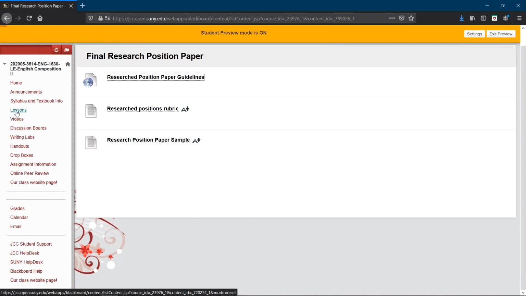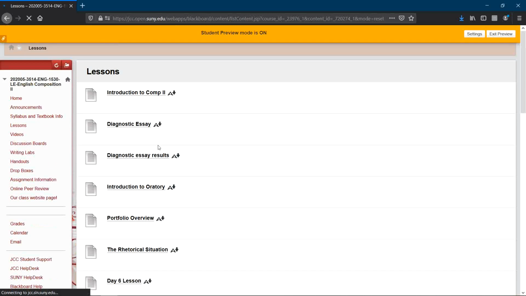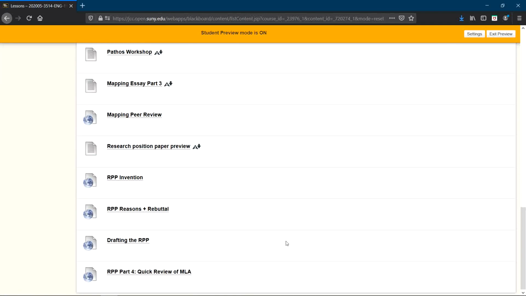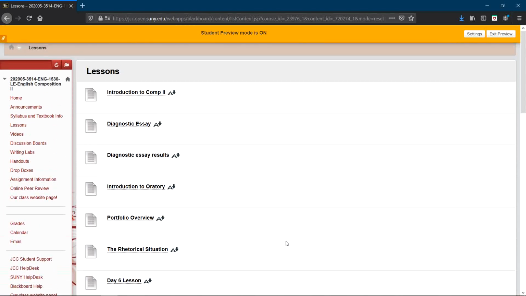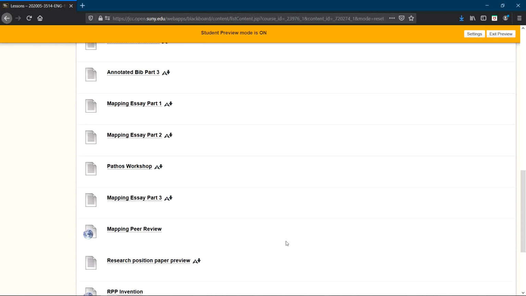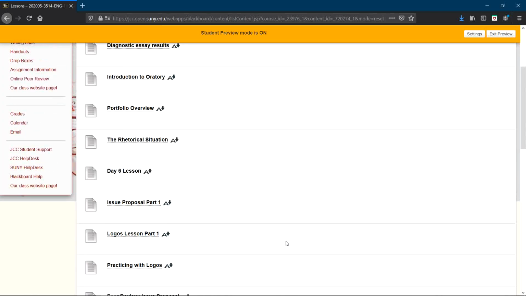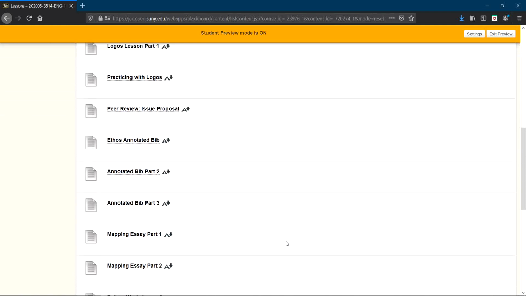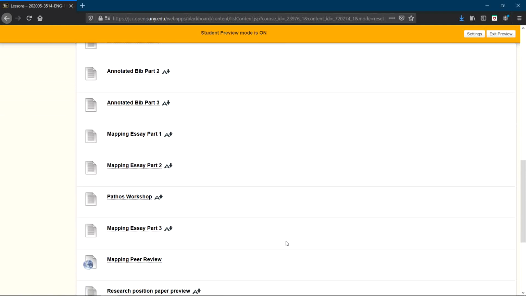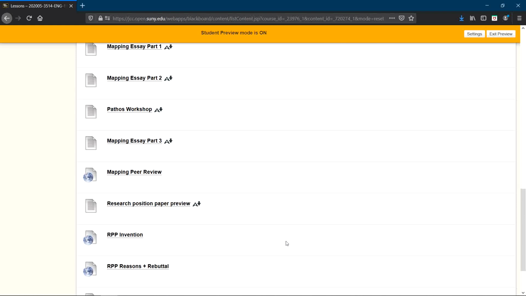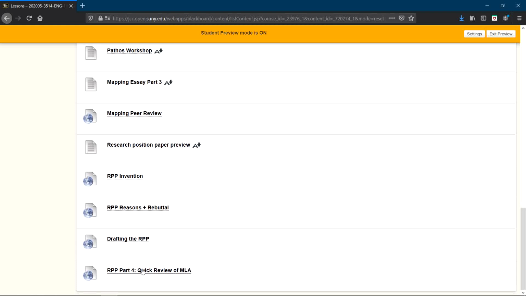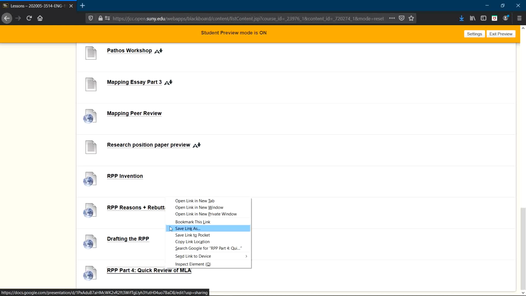So moving on to today's lesson, which can be found under the Lessons tab as always. Everything is arranged by how I go through them, in the order I've gone through them through the course. So if you need to find something or go back and review something, now is a great time to do that. But here is what I will be doing today: the RPP Part 4, a quick review of MLA.